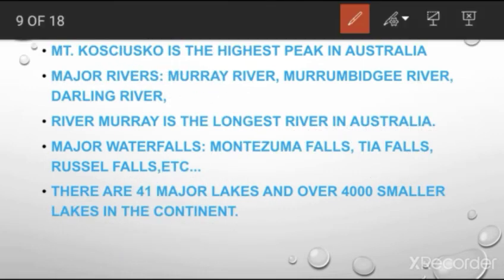Again, some important facts to remember. The highest peak of Australia is Mount Kosciuszko. The major rivers in Australia include the Murray River, and the Murray River is the longest river. Remember the Murray River, it is very important. Other rivers are not that important. Major waterfalls include Tia Waterfall, Russell Falls, etc. And there are 41 major lakes and 4,000 smaller lakes present in the continent.